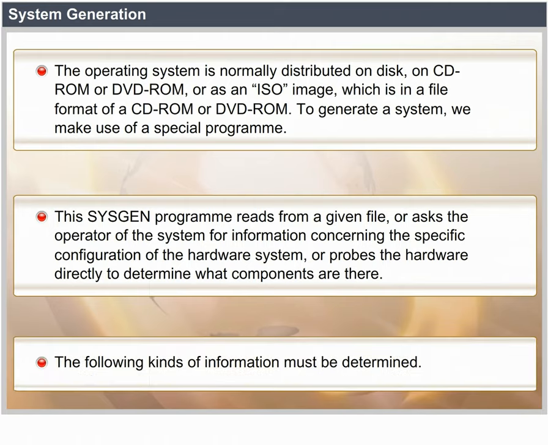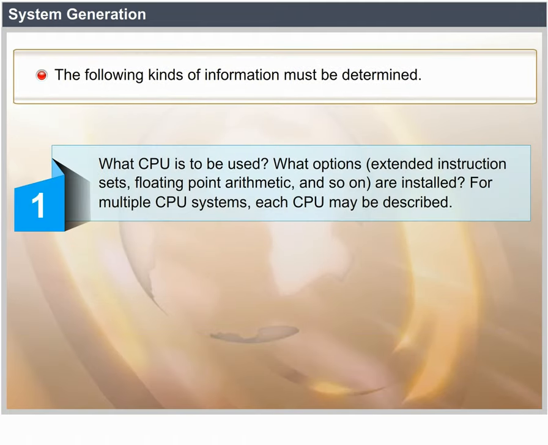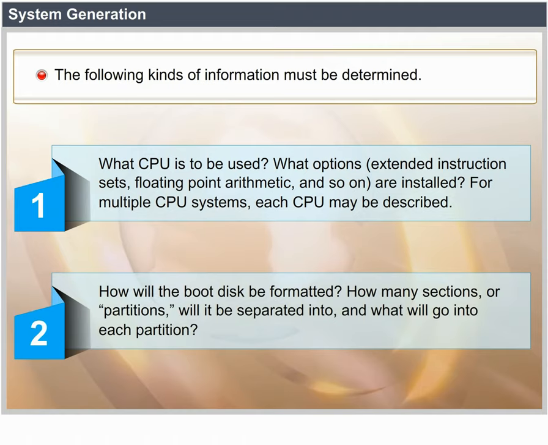What CPU is to be used, what options, extended instruction sets, floating point arithmetic, and so on are installed. For multiple CPU systems, each CPU may be described. How will the boot disk be formatted? How many sections or partitions will it be separated into, and what will go into each partition?